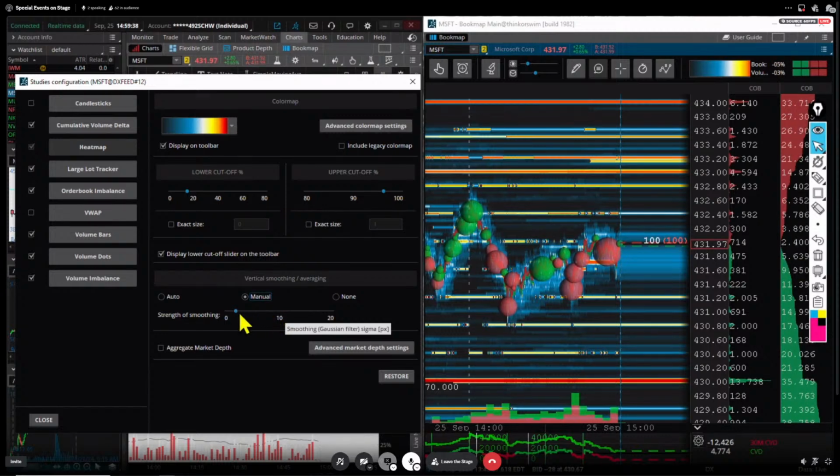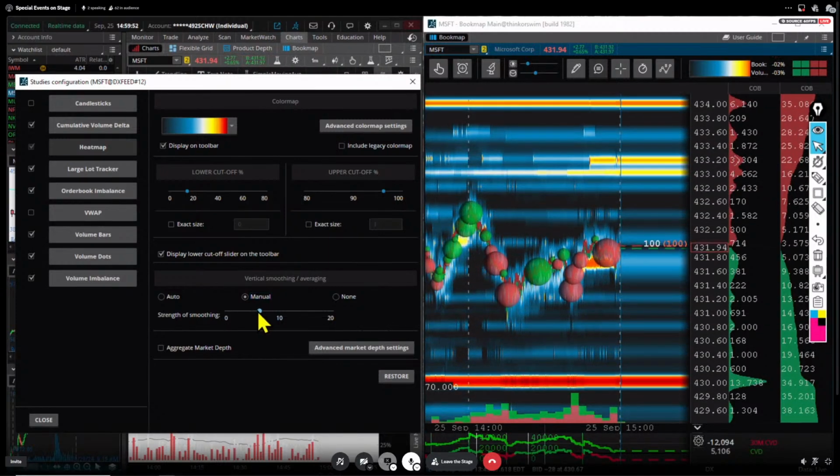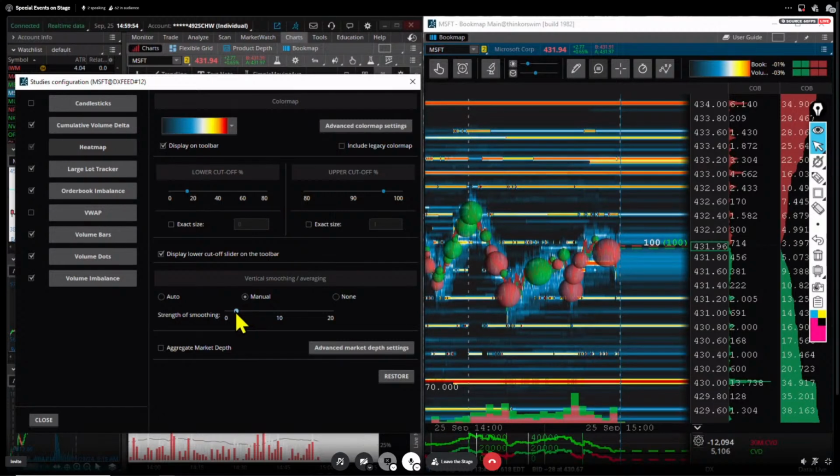Take your sigma down. I like to do that somewhere pretty close to 0, maybe, if this is 10, around the 2 or the 3 mark, right? What that does is take it from being like this, down to this nice, crisp view, where you can really see where these orders are coming in. So that's a really big one for seeing how things are going. I really like that one.